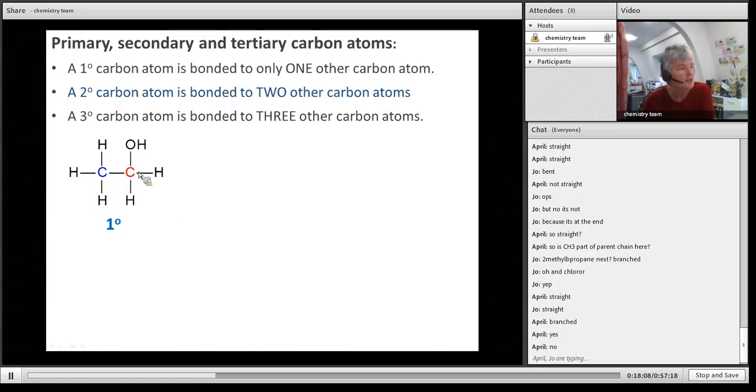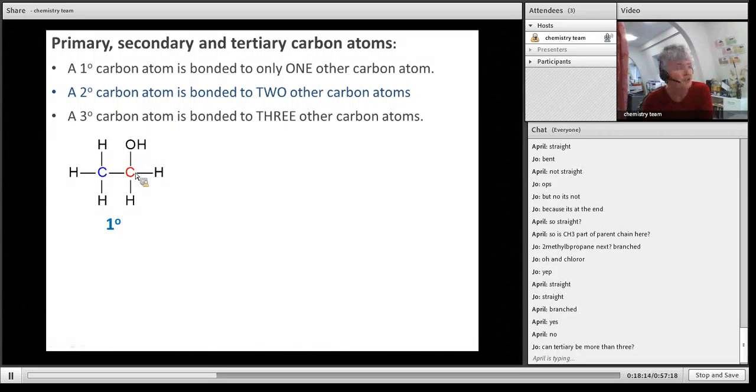alcohol, because the OH is attached to this red carbon, and this red carbon is only attached to 1 more. No, tertiary is 3. If you go more than 3, it's quaternary. So if your carbon atom is attached to 4 carbon atoms, it's a quaternary carbon.